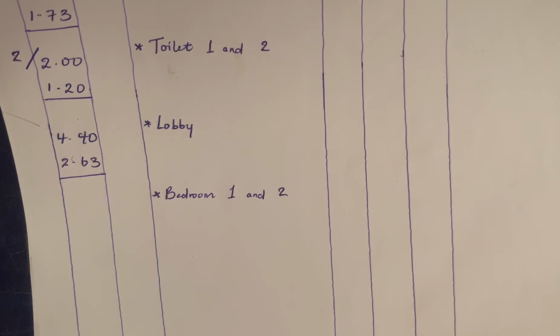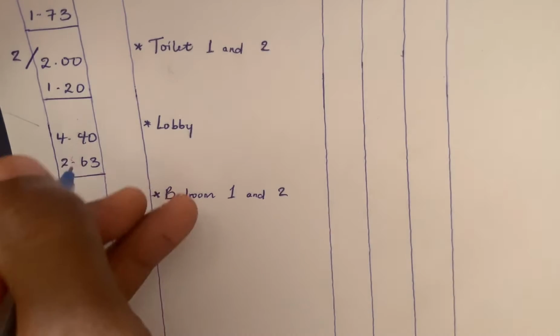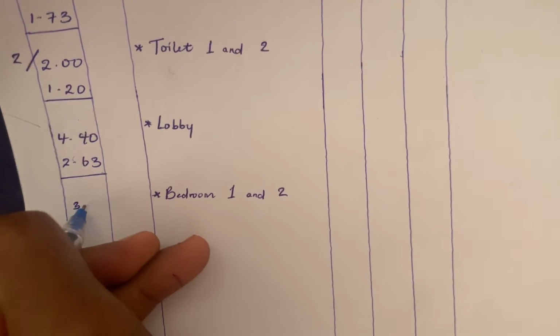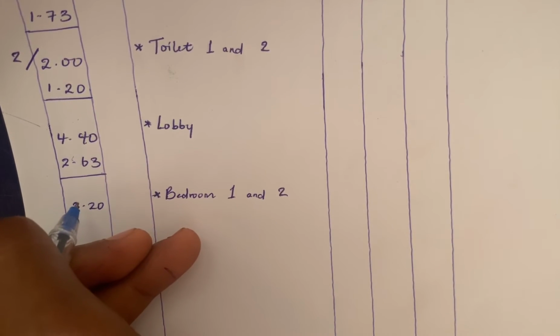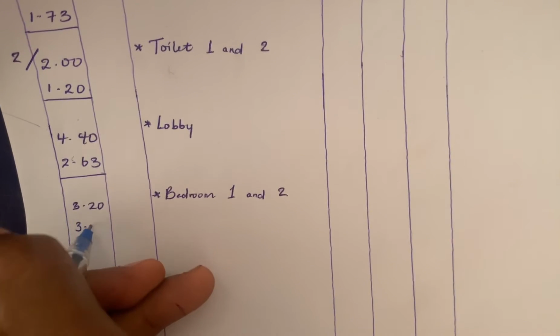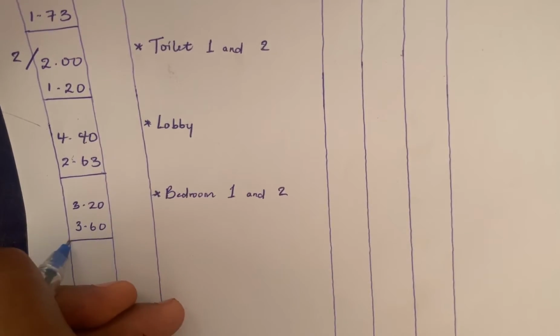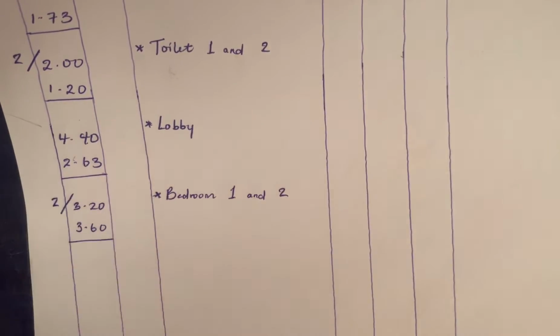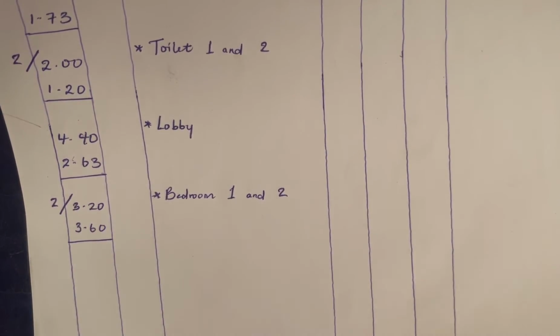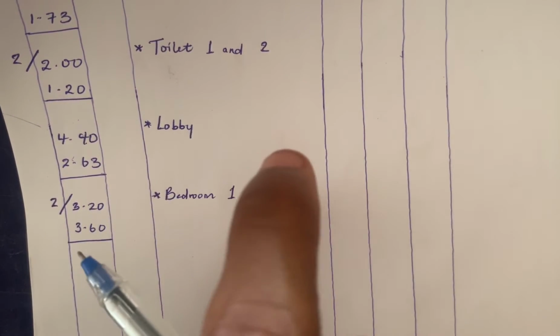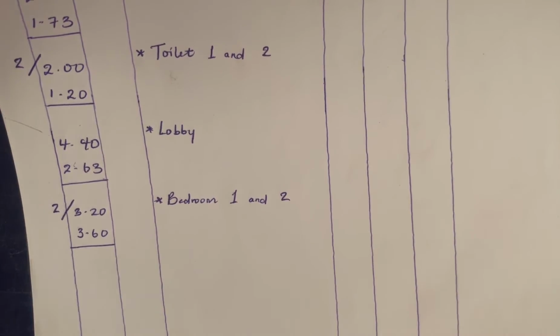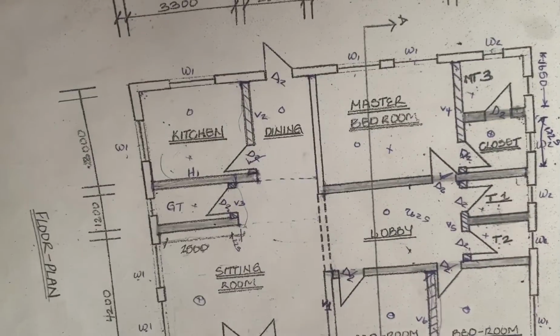The length is what? 3.20, and the width is what? 3.60. And then we close and then times it by 2. Doing this, you booked for bedroom 1 and bedroom 2. So the next will be the porch.